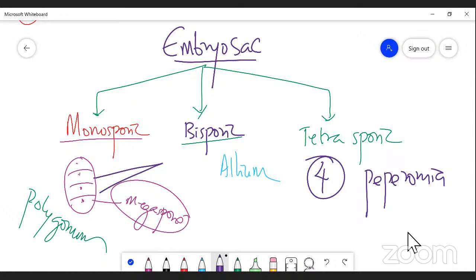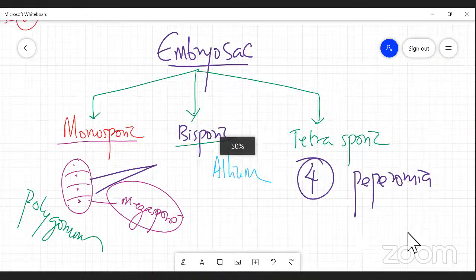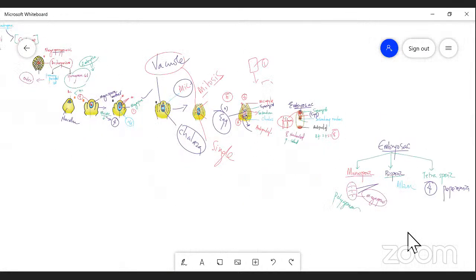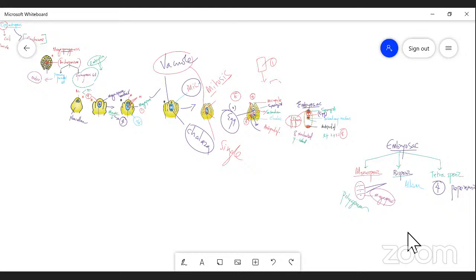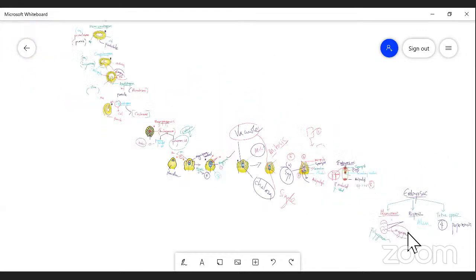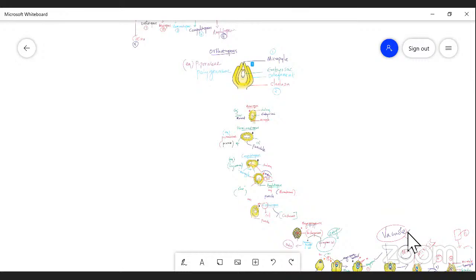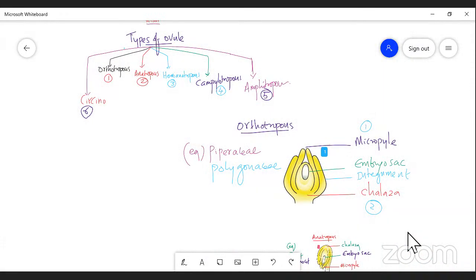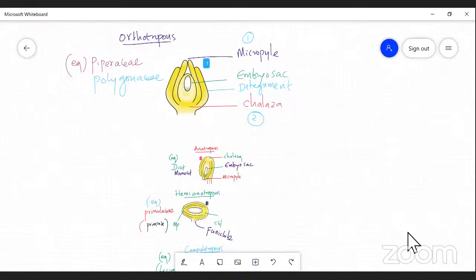So this is about types of ovule and megasporogenesis. So far we have discussed simple topics, right? My dear students, we have discussed it. This is a structure, right? Types of ovule, I repeat once again: orthotropous, anatropous, hemianatropous, campylotropous, amphitropous, and circinotropous. For each category, I have given a number of examples.